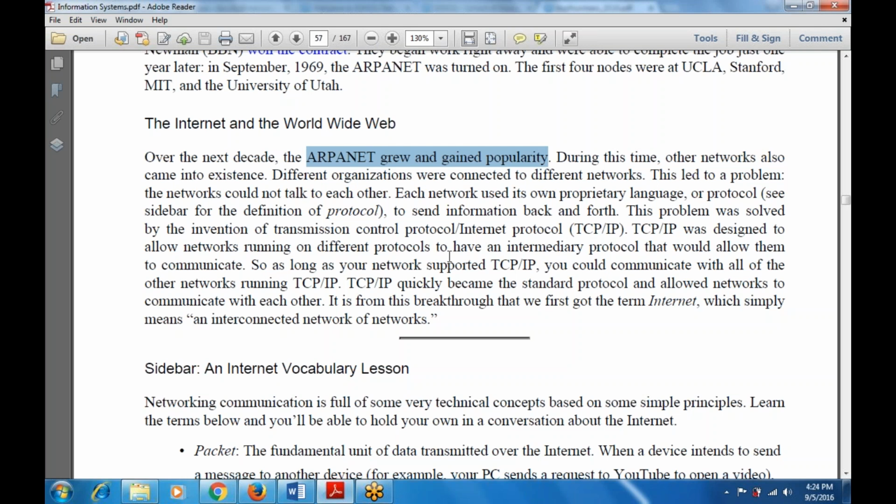That means how networks communicate is provided by the TCP/IP protocol. As long as your network supported TCP/IP, you could communicate with all of the networks running TCP/IP. It is a standard protocol, and it was the breakthrough for the internet. Now not only computers but networks can communicate with each other using the set of protocols known as TCP/IP.